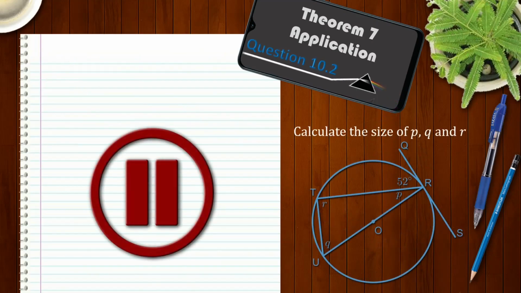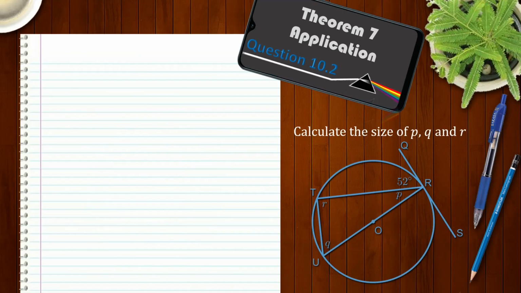Then for question 10.2, calculate the size of P, Q and R. Now, P in relation to 52 degrees, this is the tangent, this is the radius, and we know the tangent and the radius are perpendicular to each other. So meaning that P and 52 must add up to 90. So P plus 52 degrees is equal to 90 degrees. And we can state that that is the radius that is perpendicular to the tangent. Now to solve for P, P is equal to 90 minus 52, so it's going to give us 38 degrees.